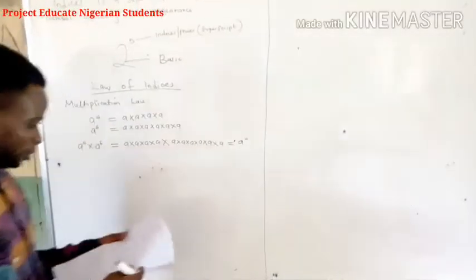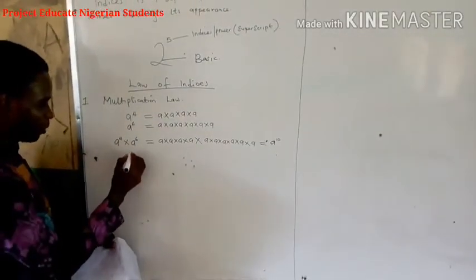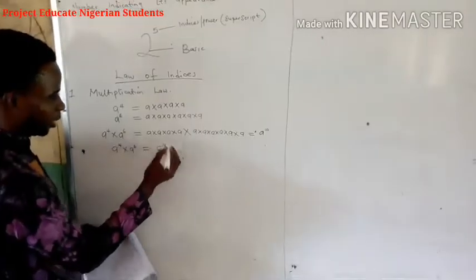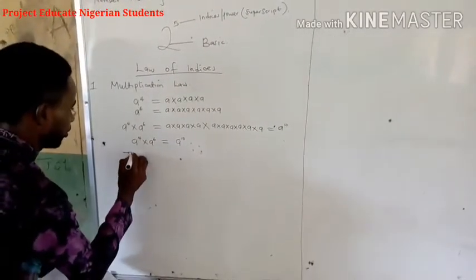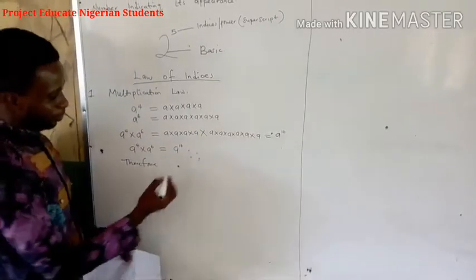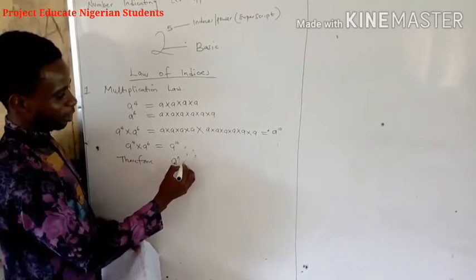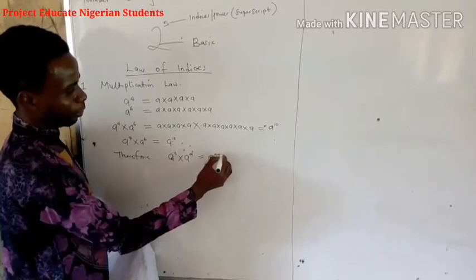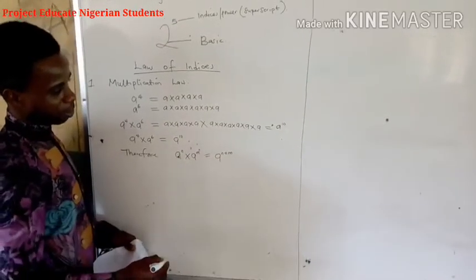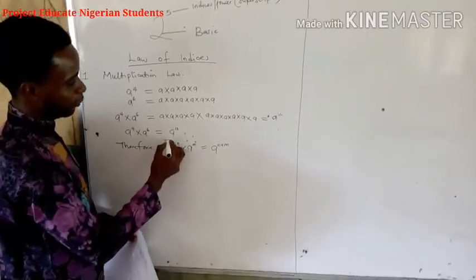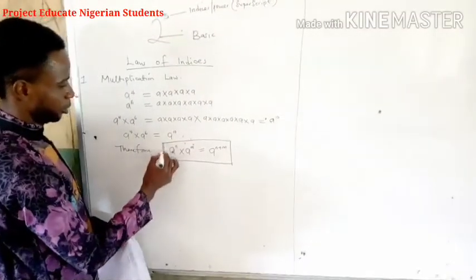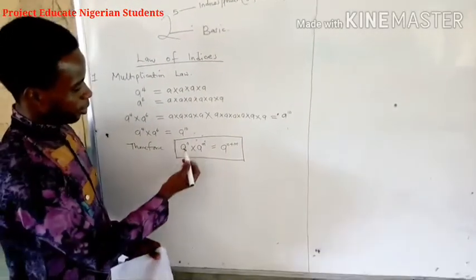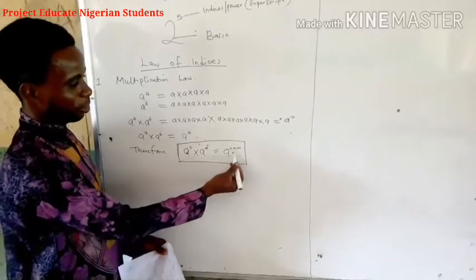Are we following? So it means a raised to the power 4 times a raised to the power 6 equals a raised to the power 10. So we can say, therefore, when you have a raised to the power n times a raised to the power m, it is equal to a raised to the power m plus n. So this is the formula for multiplication. When it comes to multiplication, you add the power. When in between the base we have multiplication, you add the power.